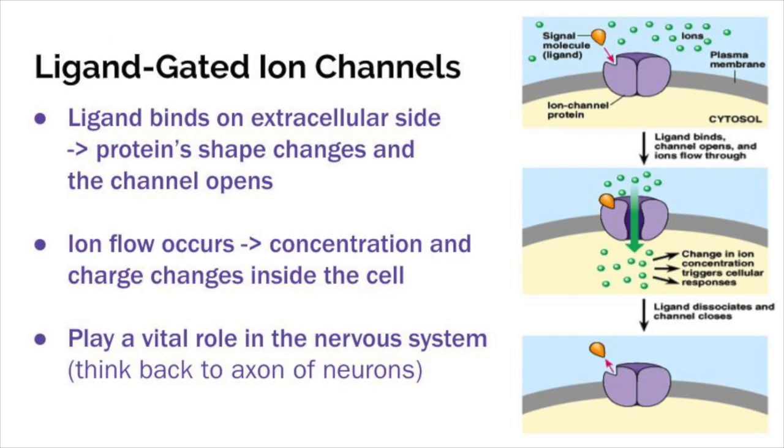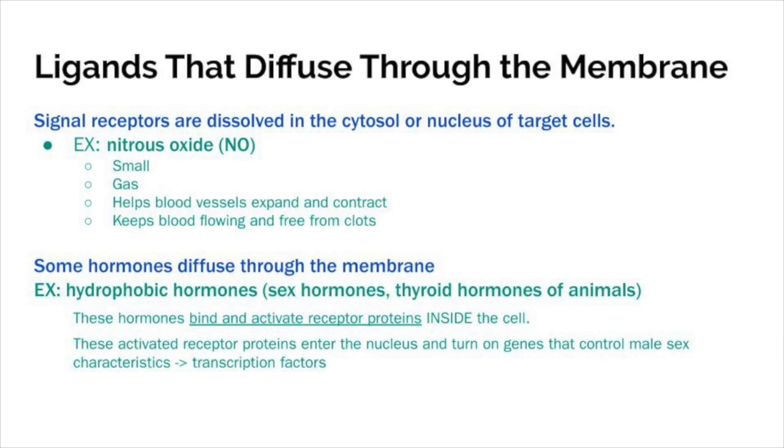The final type of signal receptors are ligand-gated ion channels. Here, ligands bind on the extracellular side of a cell. Protein shapes change and channels for ions open. Here, ion flow occurs. Concentration and charge inside of the cell changes. These types of channels play a vital role in the nervous system, more specifically the axon of neurons, where sodium-potassium pumps are extremely important.